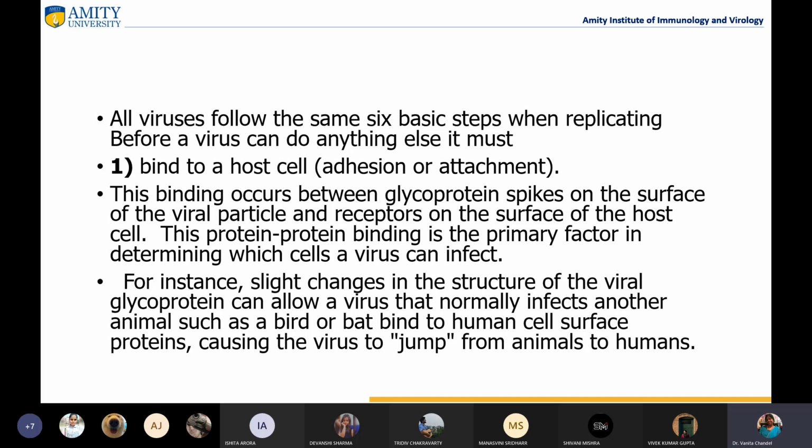So it is not that a virus can infect all kinds of cells. No, only the cells where the receptors are present are the ones the viruses are going to infect. So the initial phase is basically identification of the receptors, then the binding, and then the movement inside. For example, slight changes in the structure of the viral glycoprotein can allow a virus that usually infects another animal, such as a bird or a bat, to bind to human cell surface proteins. So this is how they can jump from animals to humans. Any changes in those glycoproteins can lead to the identification of different kinds of receptors also.